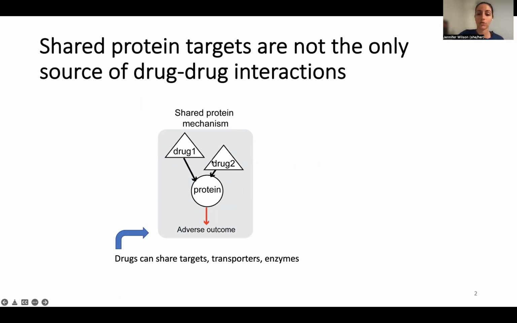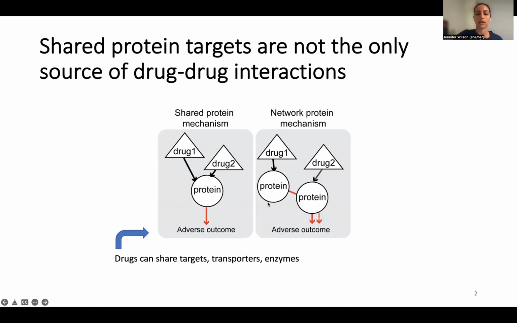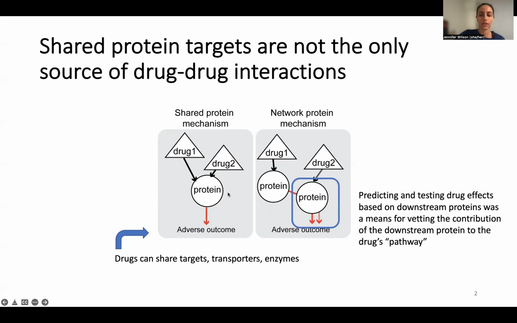So in this cartoon, two triangles share one protein, and that can be a target, a transporter, or an enzyme. But the goal of the study was to test the idea that network protein mechanisms could also govern drug-drug interactions. In this scenario, the two drugs don't share a protein target, but their protein targets share some downstream interaction. So we specifically studied these relationships and eliminated the shared protein mechanisms.